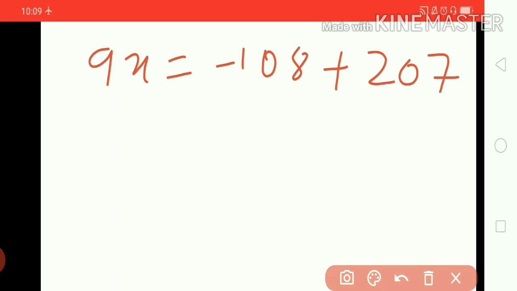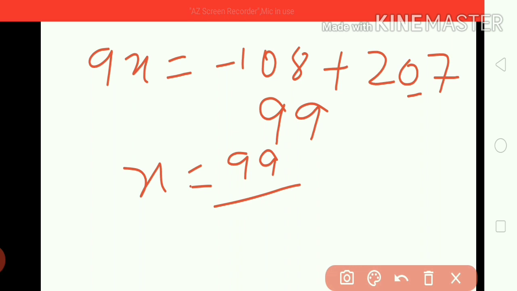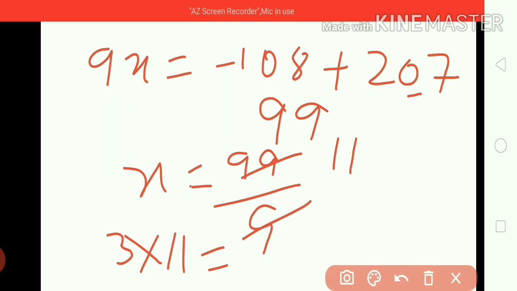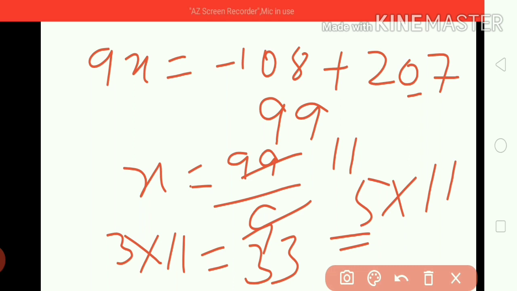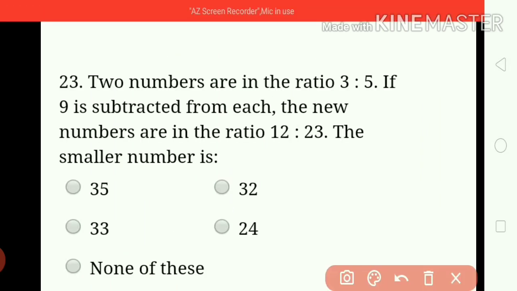So this is 17 minus 8, which is 9. Here it was 9. So x is equal to 99 by 9, cut it, that is 11. And we have to find the numbers. So these are 11 into 3, this is 33, the smaller number, and the larger number, when we multiply by 5, we will get 55. So let us check the answer. The smaller number is 33 and the larger number is 55. So it was asked for the smaller number, so it is 33, right?